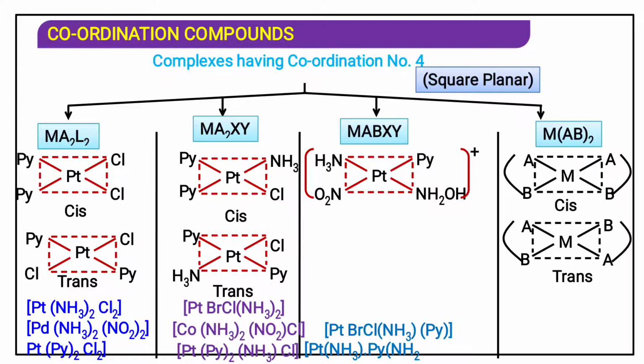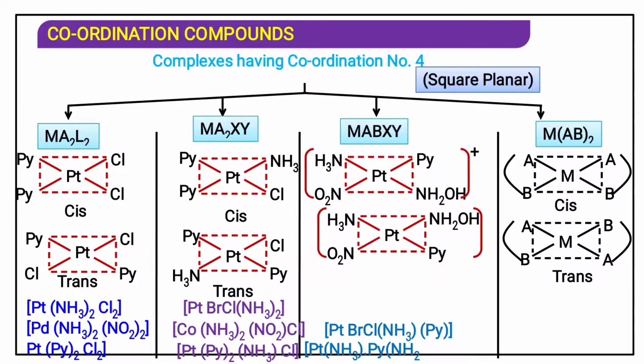This is the square bracket. The ligands are ammonia, nitro group (NO2 group), pyridine and hydroxylamine. A different configuration: cis and trans we cannot define over here.